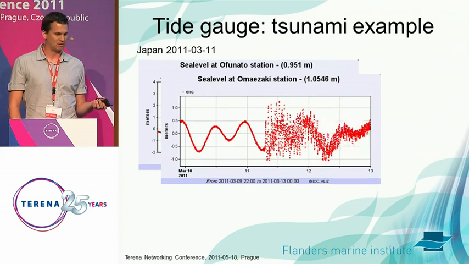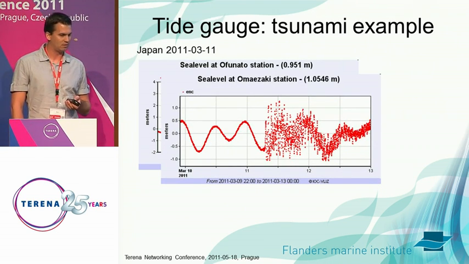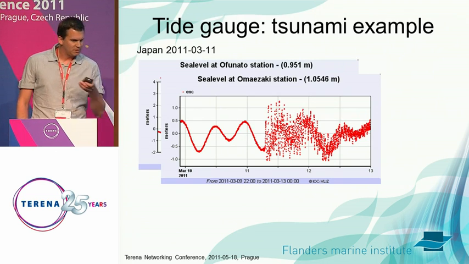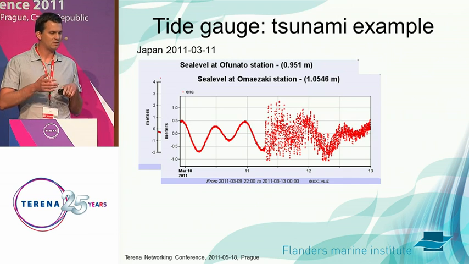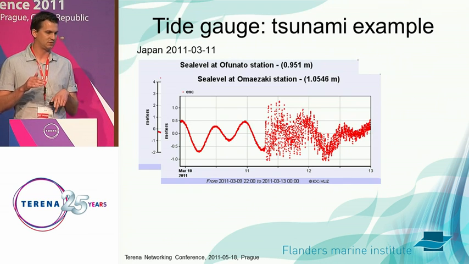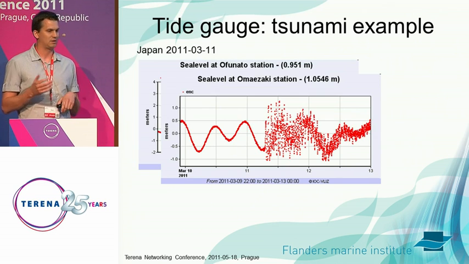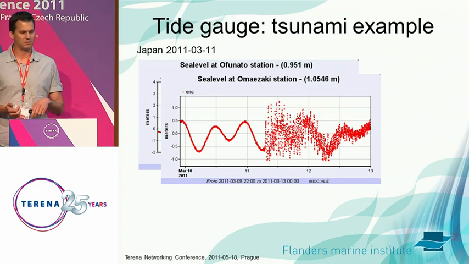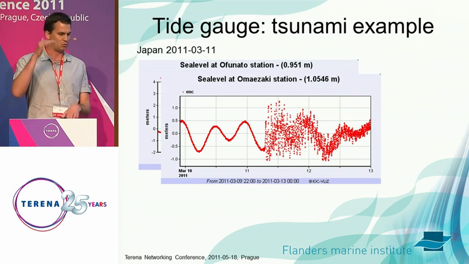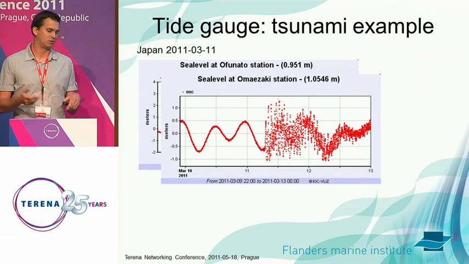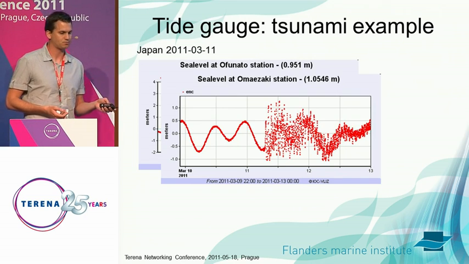This is a station a bit further away, and you see also a difference of 2 meters. This is actually not the wave height, of course. This is just an averaged value. So whenever they tell you on the news it's a wave of 20 meters, that could be true. But we will never see actually 20 meters on those tide gauges because they are just averaged out.